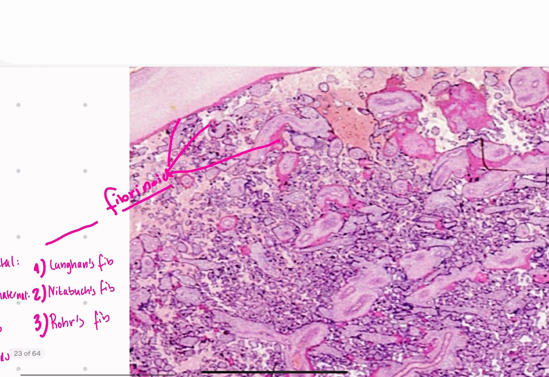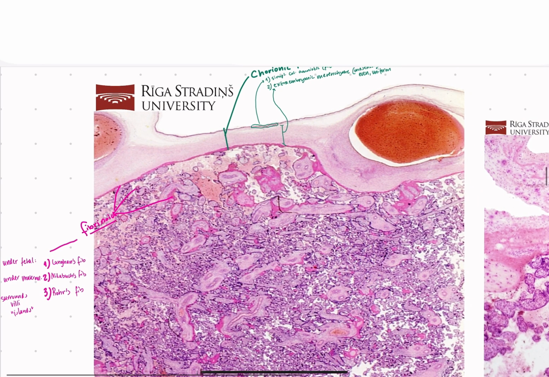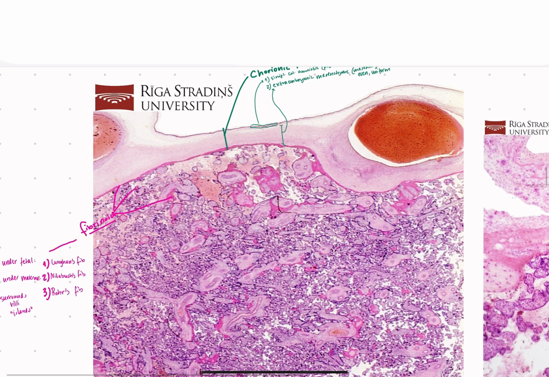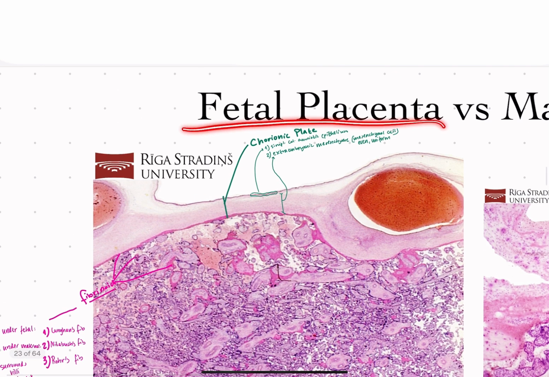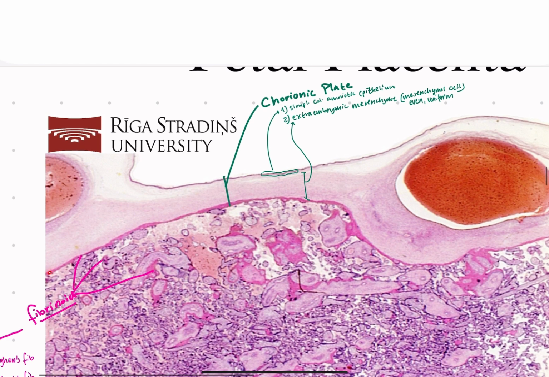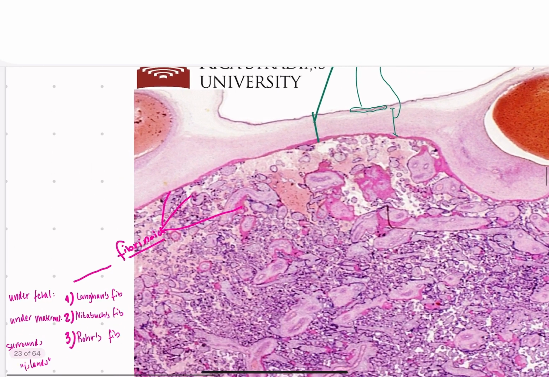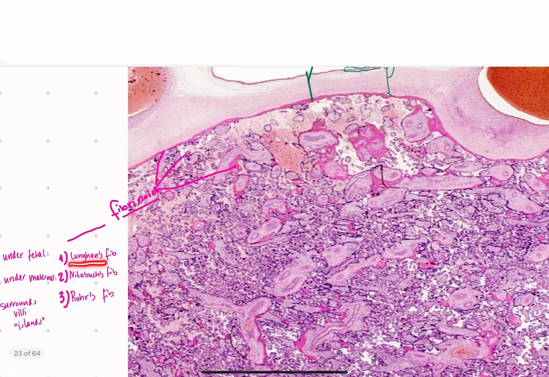Now, fibrinoid has different names, or different prefixes, depending on where the fibrinoid is. There are three types of fibrinoids. There's one that is directly underneath the fetal placenta, which you may see here, like all of this lining directly underneath the fetal placenta, and it is known as the Langhans fibrinoid.